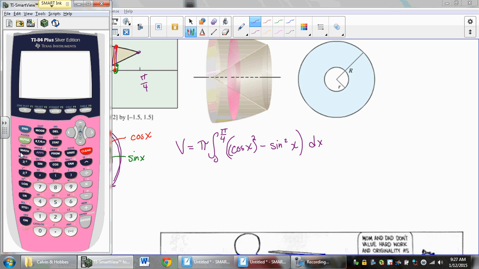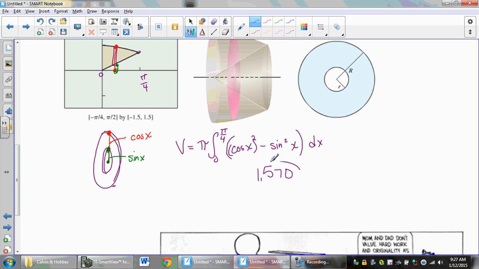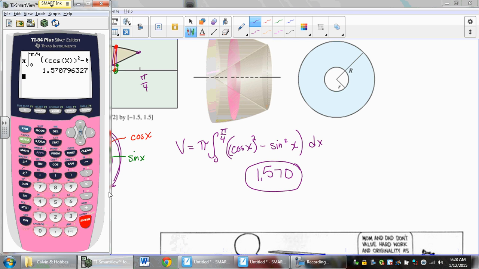And then if I come over here to my calculator, I'm going to do a pi and then a math 9, 0 to pi over 4. I'm going to be very careful in here now. I need to put the parentheses in here to square the cosine. Minus sine x squared dx. And this is 1.570.